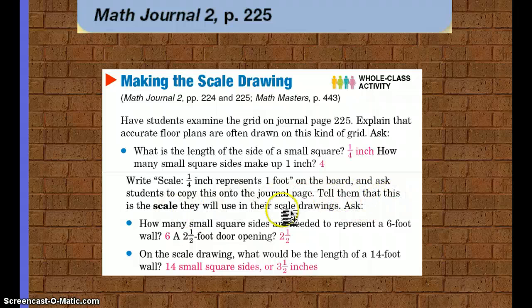I need to tell you that this is the scale they will use in their scale drawings. So how many small sides are needed to represent a 6-foot wall? 6. A 2.5 foot door opening? 2.5. On a scale drawing, what would be the length of a 14-foot wall? 14 small square sides, or 3.5 inches.